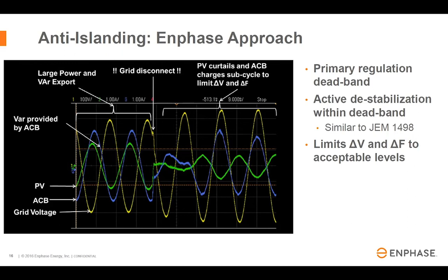And this is our actual transient response. So this is the transient response of our primary regulation system with our anti-islanding. You can see that we're able to converge within about 1.5 cycles with very little overshoot and a very nice transient response.